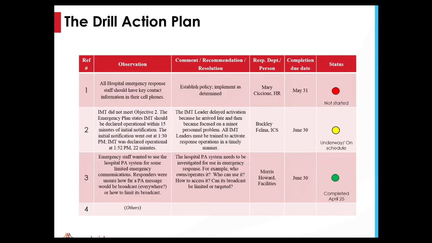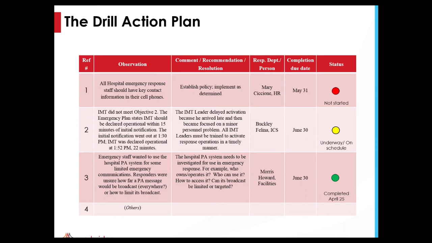It's called the stoplight chart. You may have heard of this. You have an observation, a recommended solution, somebody responsible, either a person or department, a completion due date, and then a colorful status. So red is not started, yellow is underway or on schedule, green is completed. This way you can sort by department, by completion date, by status, and get all these printouts on who's doing what and how far they are either behind or ahead of the game.